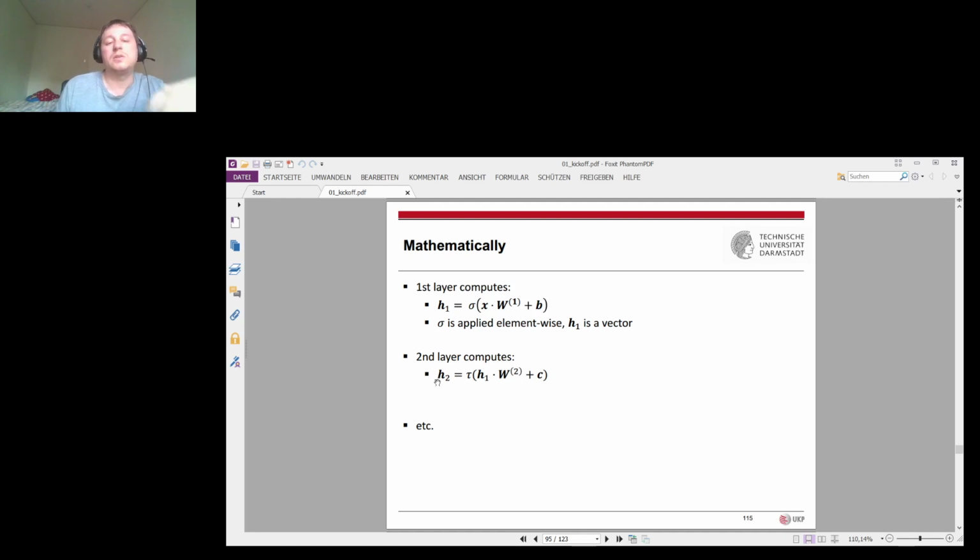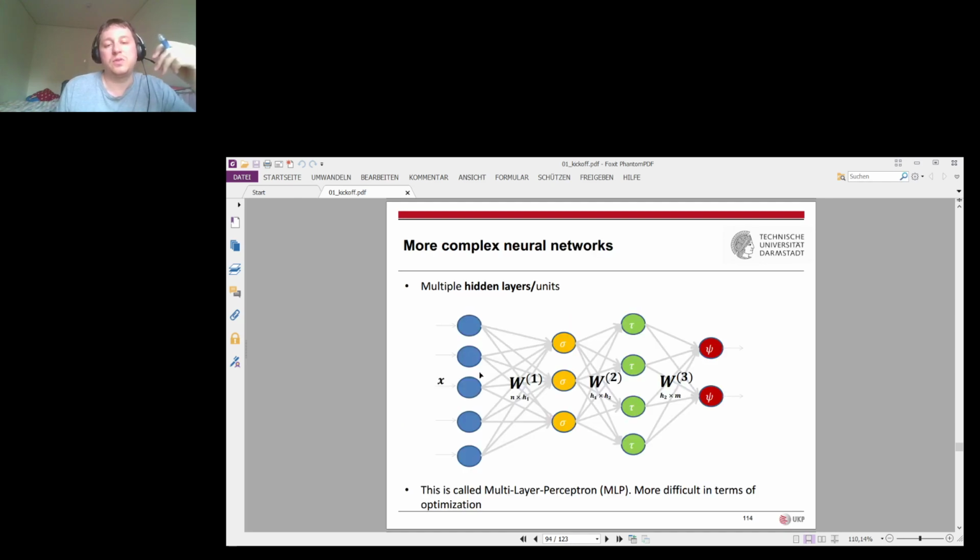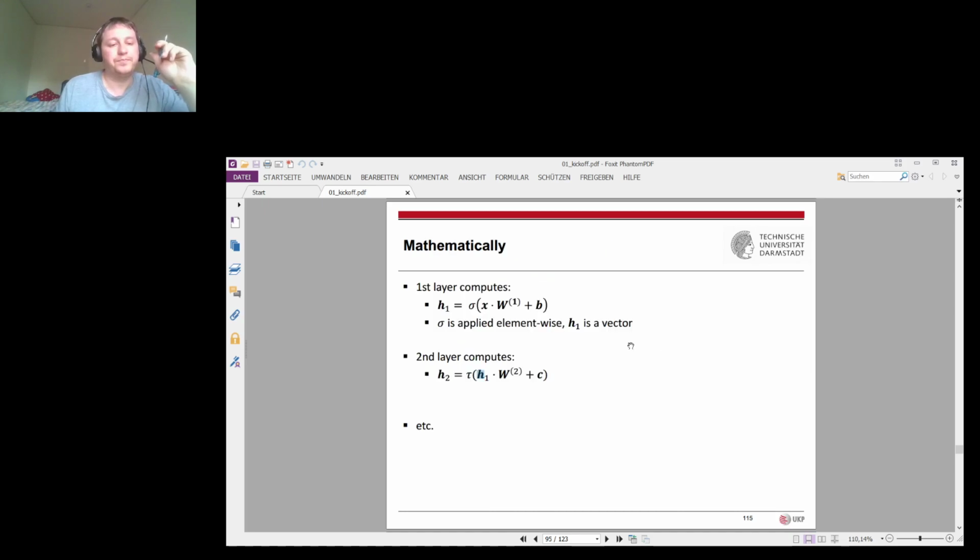And the second layer computes exactly the same. So it again has a weight matrix and a bias vector, but it takes as input the output of the first layer. So basically, the output of here goes into that next layer.